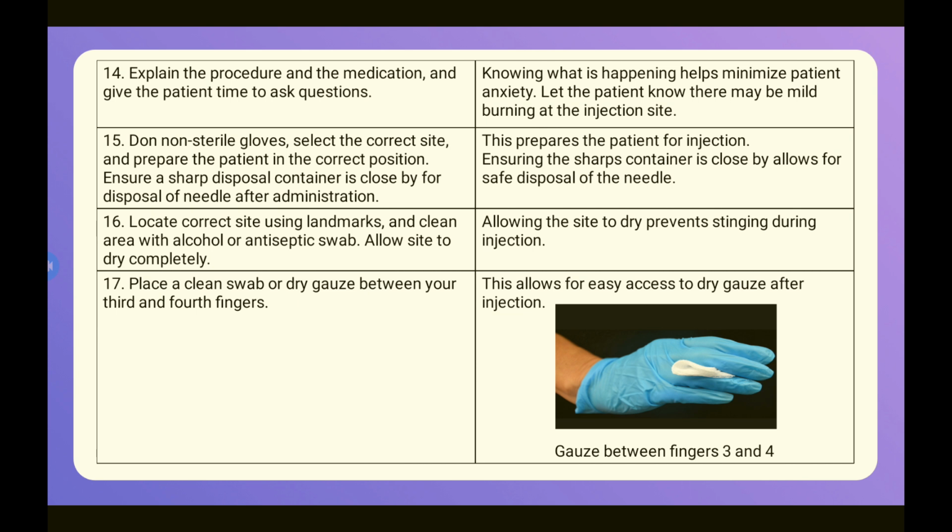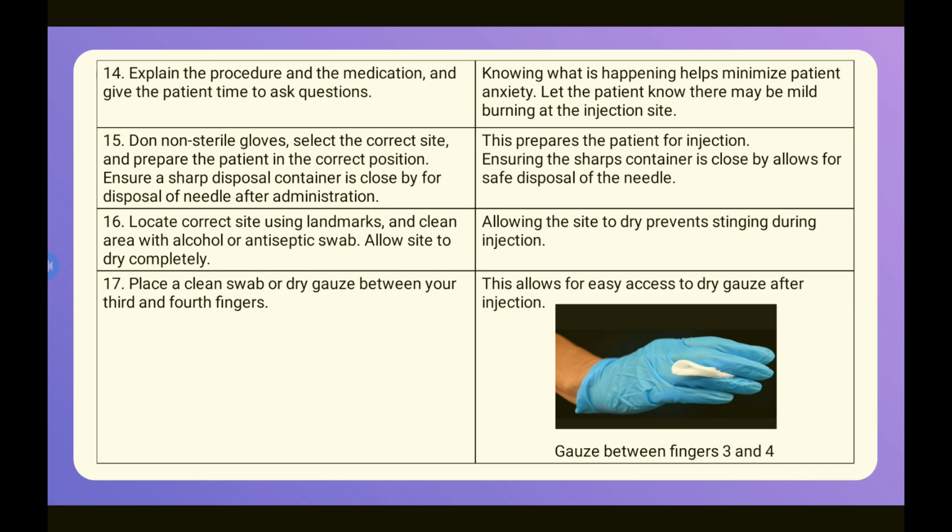Knowing what is happening helps minimize patient anxiety. Let the patient know there may be mild burning at the injection site. Number 15. Don non-sterile gloves, select the correct site of the injection, and prepare the patient in the correct position. Ensure a sharps disposable container is close by for disposal of the needle after administering the medication. This prepares the patient for injection, and ensuring that the sharps container is close by allows for safe disposal of the needle and sharps items.